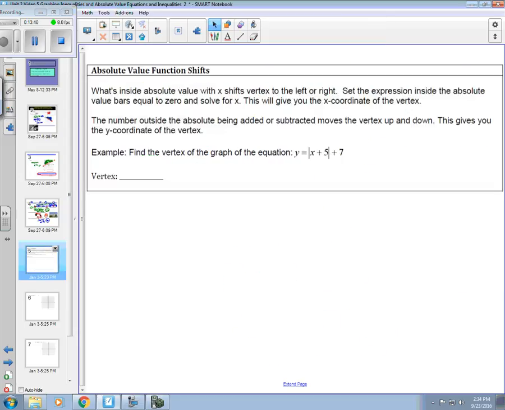All right, flip to the other side. The other thing we want you to be able to do is graph some of these absolute value graphs and absolute value inequalities.